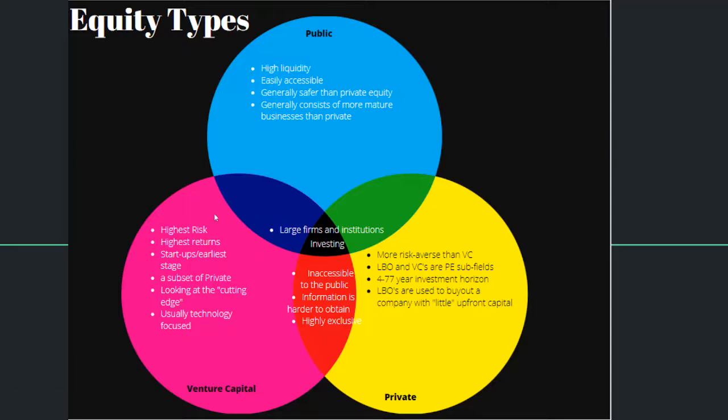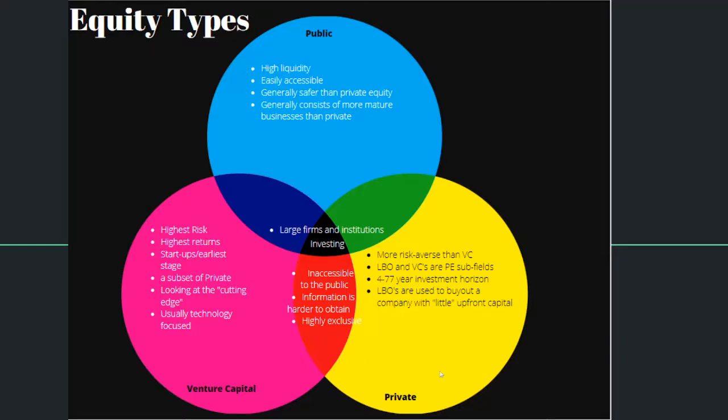As you can see here, the venture capital section. Venture capital is typically the highest risk with the highest potential for returns, and that's because they invest in startups and early stage companies. It is a subset of private equity, so that means that it's not listed to the public. And it's looking at the cutting edge, so it's usually technology focused. You think Silicon Valley, you think Tel Aviv, Israel, all of those super innovative companies coming out with crazy stuff that we barely even understand yet. Yeah, that's venture capital, but that could also be part of private equity. But private equity is actually a lot bigger than venture capital.